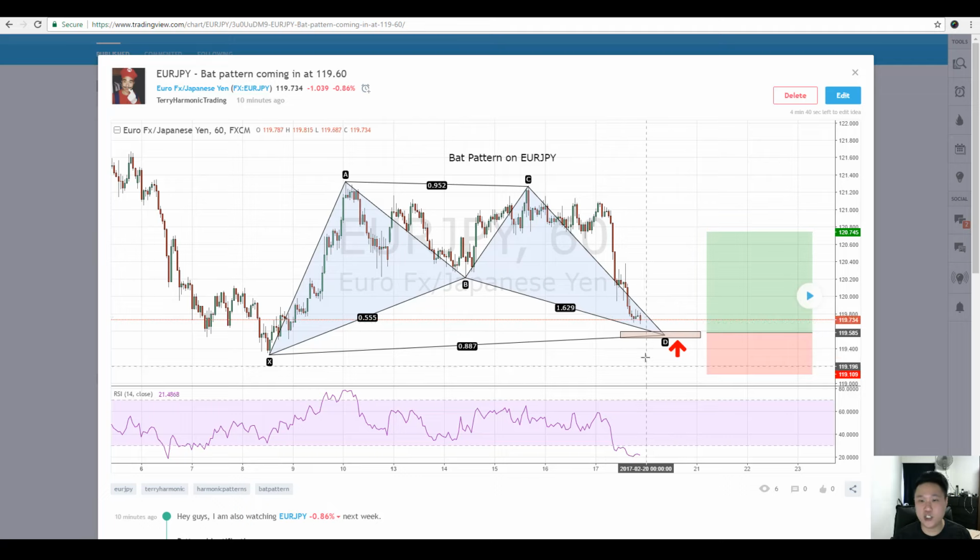But if it just bashes through with a nice big red candle, this level is invalidated. This whole pattern has failed, and this is what we call a failed harmonic pattern, where if you don't enter, you do not lose a single cent. In fact, once it bashes through this zone, I will be looking for ways to go short, to trade with the trend. So here I'm done previewing the market.